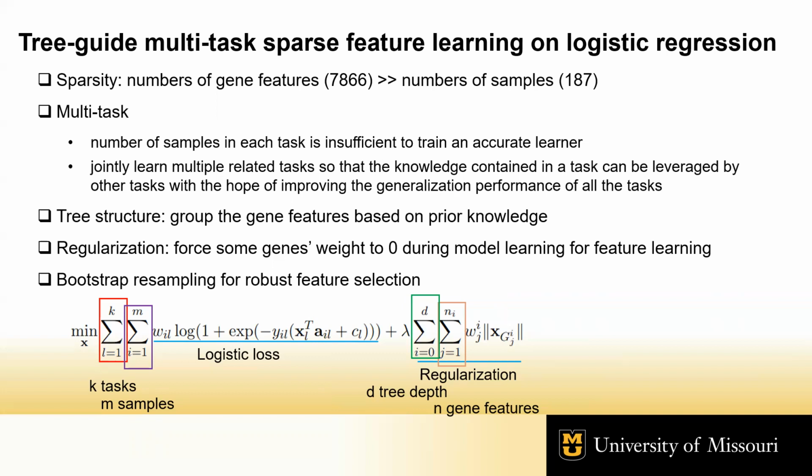The tree structure was used to group the gene features based on prior knowledge. Regularization is used to force some of the genes' weights to be zero during model learning for feature selection. And bootstrap resampling is also used for robust feature selection. The final objective function is shown at the bottom of the page.